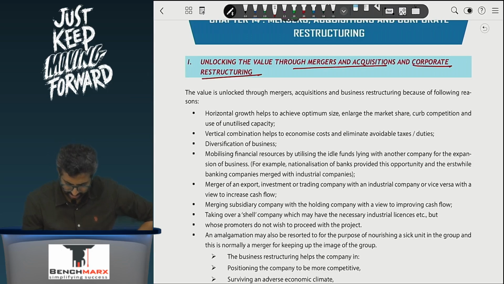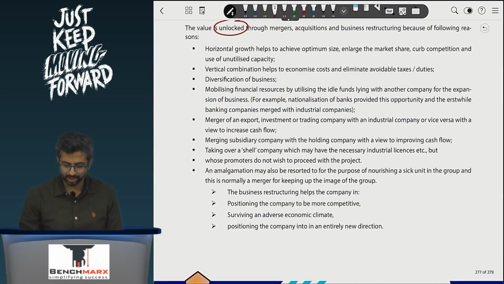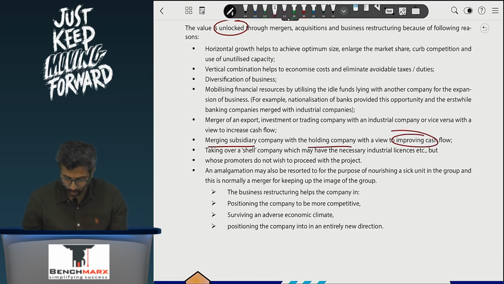So there is a theory, unlocking value. How can value be unlocked? Well, you can have horizontal merger and the value of reduced competition will come. Vertical merger and you can save cost, etc. Merging a subsidiary with the holding company with a view to improve cash flow. An amalgamation may also be resorted to for nourishing back a sick unit. Business restructuring, positioning of the company, surviving an adverse economy.